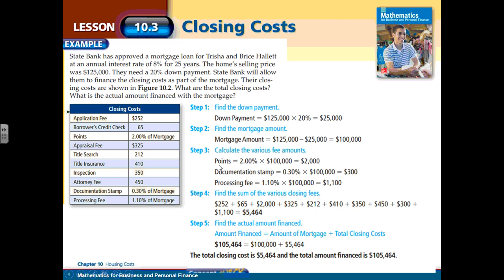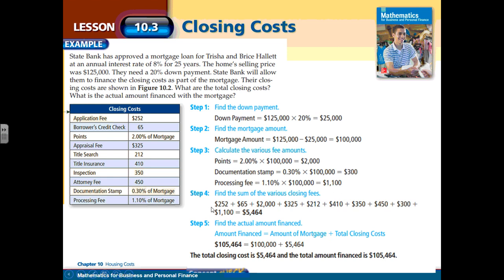So now that we have that, we can calculate all these little percentages that are a part of the closing costs. So the points percentage is 2% of our loan amount. So 2% times 100,000 is 2,000. Our documentation stamp is 0.3% of the mortgage. So we go 0.3% times 100,000, that's $300. And our processing fee is 1.1% of the mortgage. So that's $1,100.